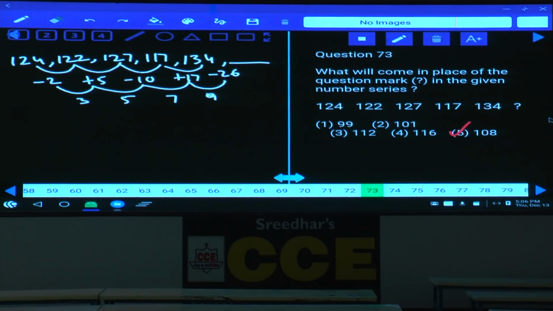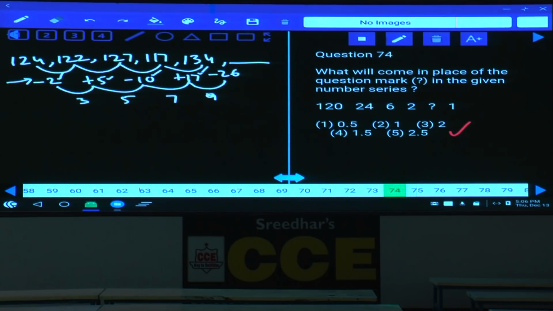Or else the differences can also be written as 2 can be written as 1 square plus 1, 5 can be written as 2 square plus 1, 10 can be written as 3 square plus 1, and 17 can be written as 4 square plus 1, and next one must be 5 square plus 1 subtracted. 5 square plus 1 is how much? 26 must be subtracted from 134. Then what is the answer here? 134 minus 26, it will be 108. Question number 73.